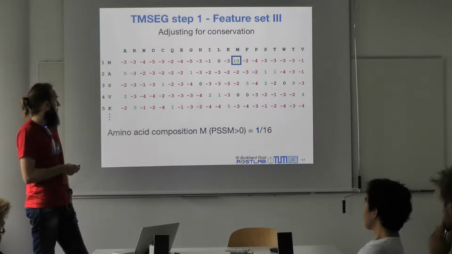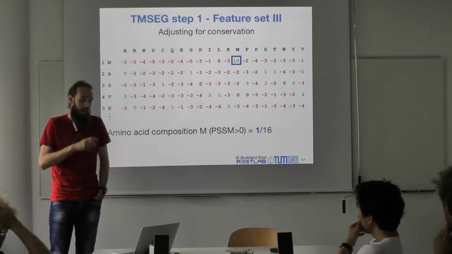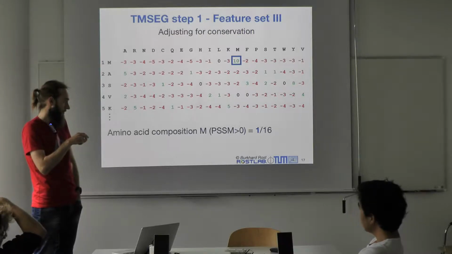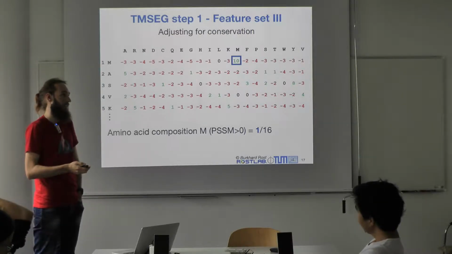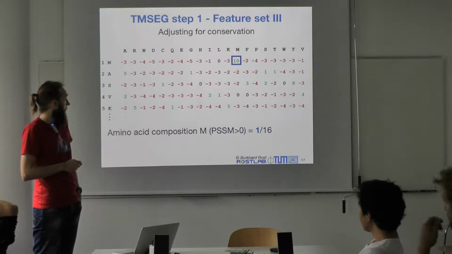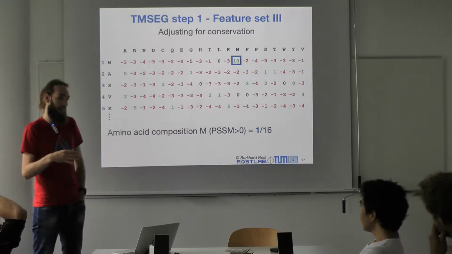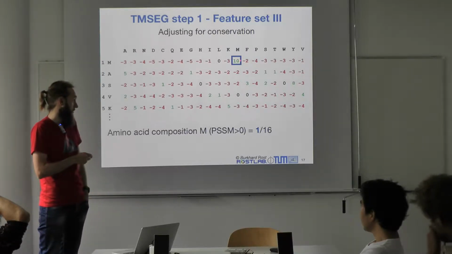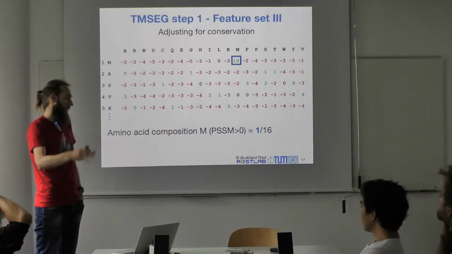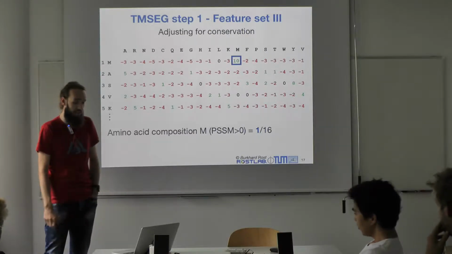Now if we have that, we take a feature, for example, the amino acid composition for methionine, and we calculate it, but only for all conserved substitutions. So we look at the column for methionine and check how often there is a score bigger than 0, and in this case that's just this one here, so among the 5 that we have, that's just one, and in total we have 16 substitutions that were conserved, so that score would be 1 out of 16.